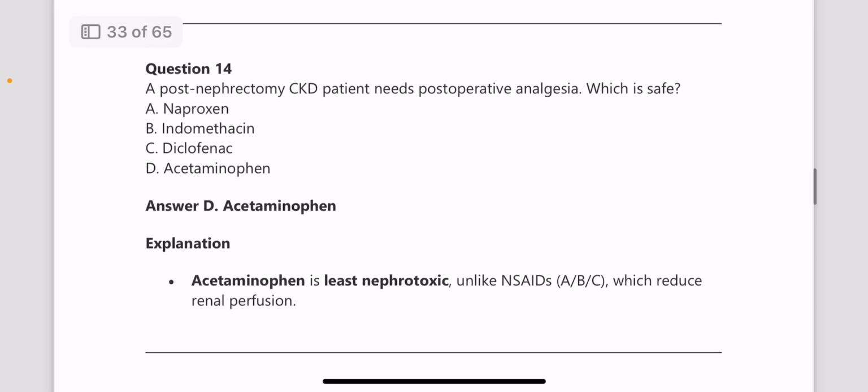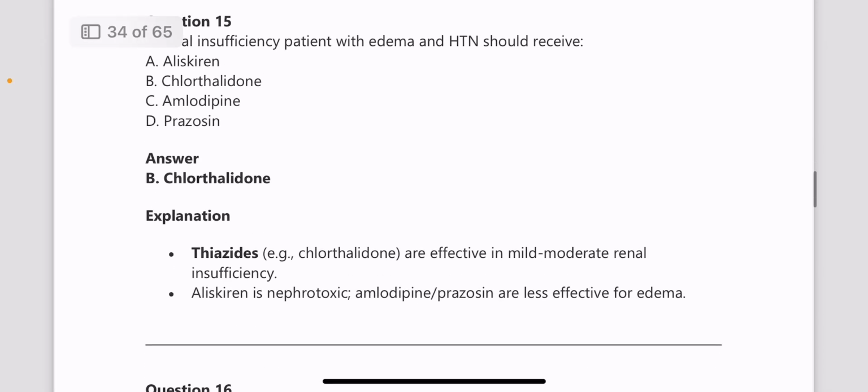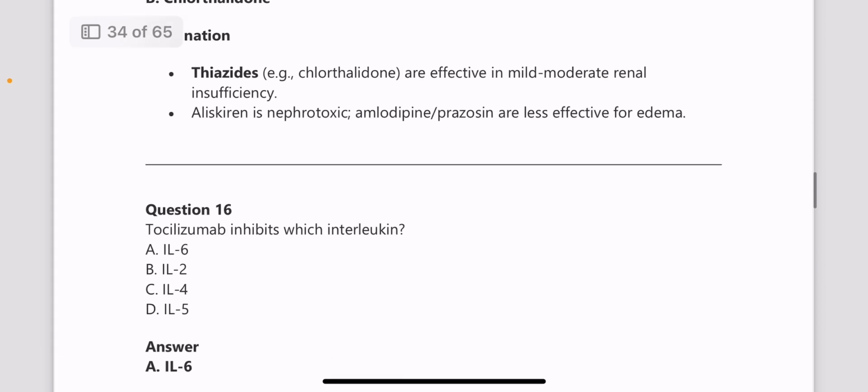Next question, a post-nephrectomy CKD patient needs post-operative analgesia. Which is safe? Answer is acetaminophen, because it is least nephrotoxic, unlike other NSAIDs. Next question, a renal insufficiency patient with edema and hypertension should receive. Answer is chlorthalidone, because thiazides, example is chlorthalidone, are effective in mild to moderate renal insufficiency.